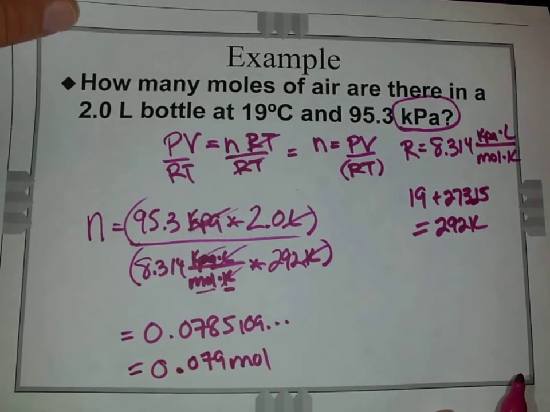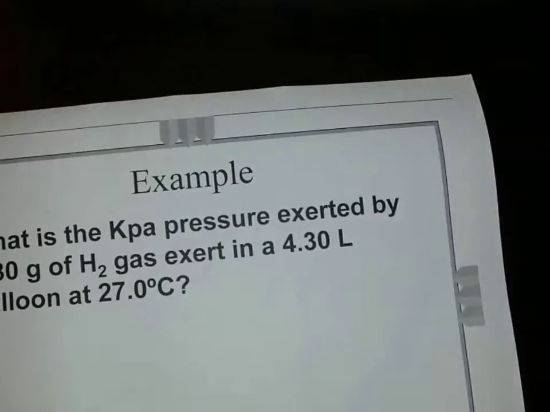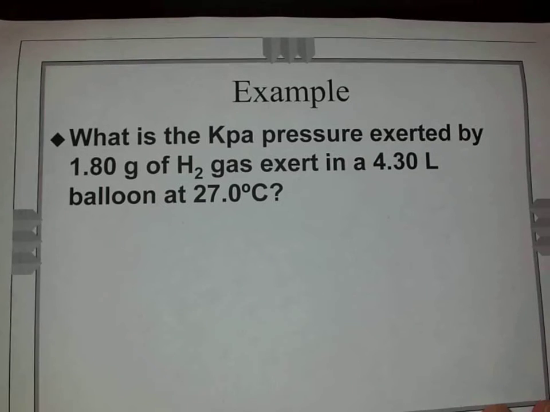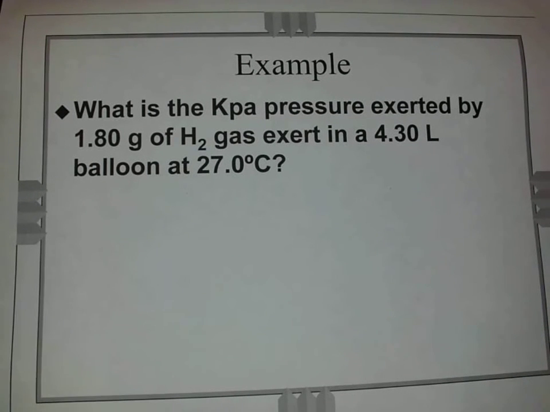Okay. Let's try one more, and then we'll talk about the derivations of the ideal gas law. We have another kPa problem. What is the kPa pressure exerted by 1.80 grams of hydrogen gas? Again, hydrogen is a diatomic gas.